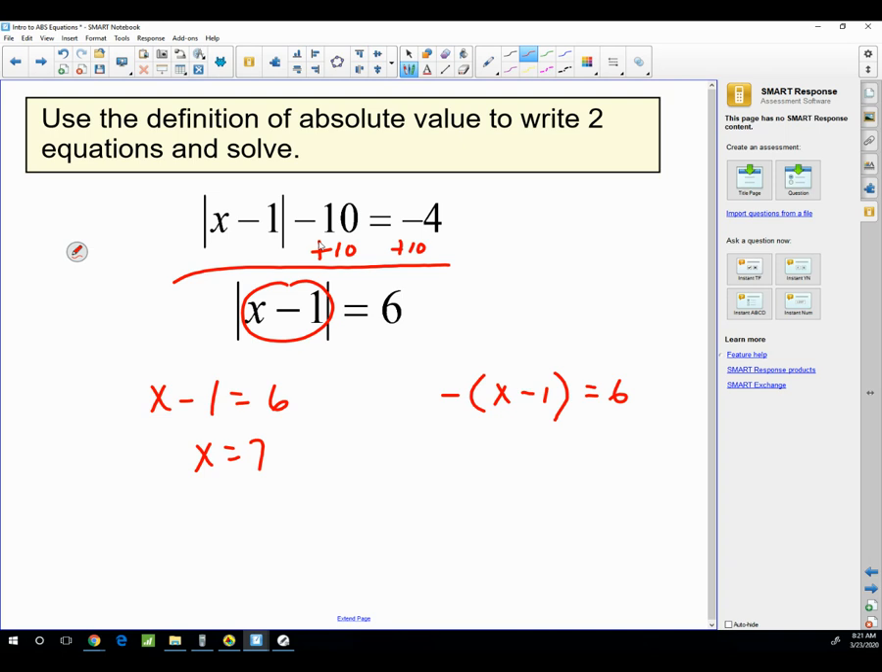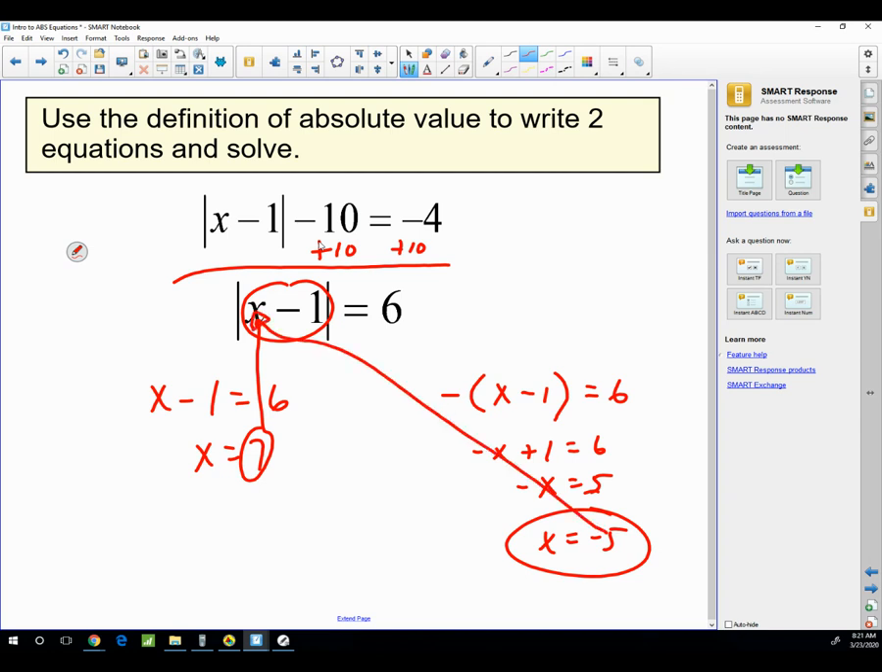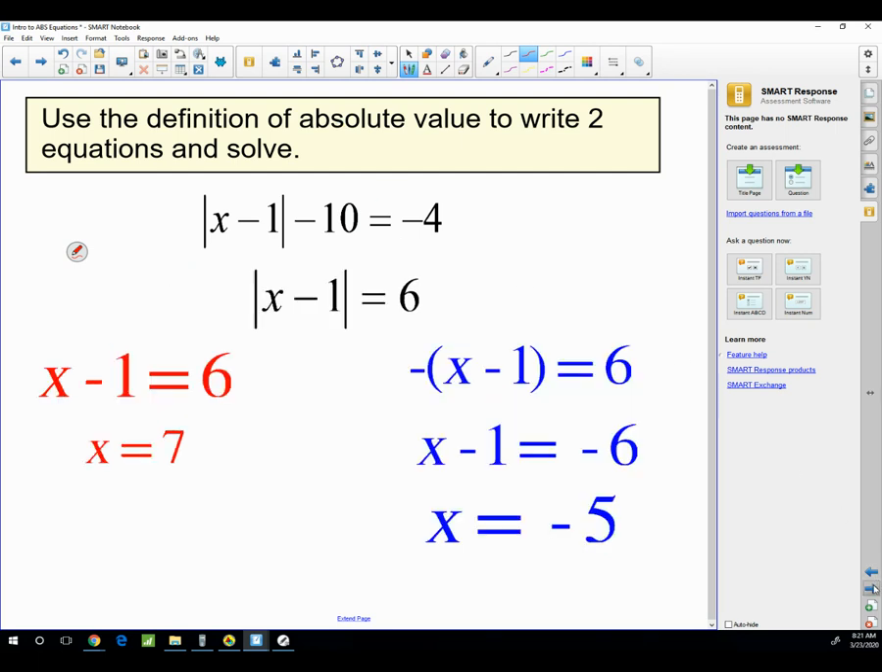And then if I distributed the negative and solved, that would be negative x equals 5, or x equals negative 5. And we might want to plug those back in. I mean, 7 minus 1 is 6. Let me rewrite that. x equals negative 5. If we plug that in, you would plug in negative 5 minus 1, and you would get negative 6. Then you'd take the absolute value.